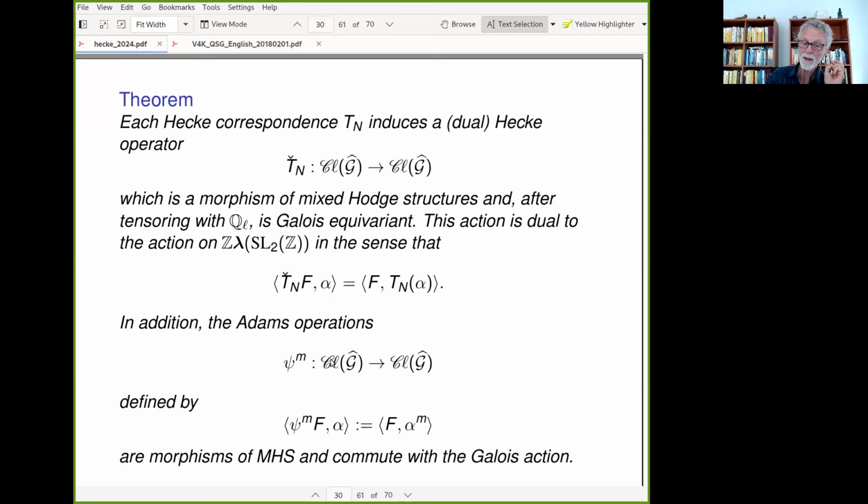In addition, the Adams operations, so these are defined by C_m of f evaluated on alpha is just f evaluated on the mth power of alpha. So this is a standard thing you do with, say, characters of a group. These are also morphisms of mixed Tate structure, and they also commute with the Galois action.